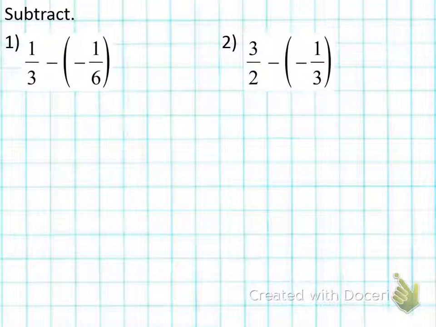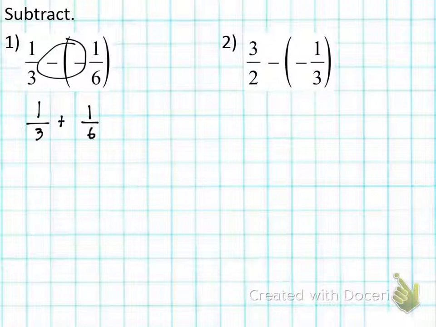Okay, number one, we got 1/3 minus negative 1/6. So the first thing we want to do is figure out if there are any signs to combine. Negative and negative I know is a positive, right? So we got 1/3 and 1/6, so this is really like saying 1/3 plus 1/6. So I have to find a common denominator. Usually students will think their lowest common denominator in this one is 18. Is that true? Is it 18?